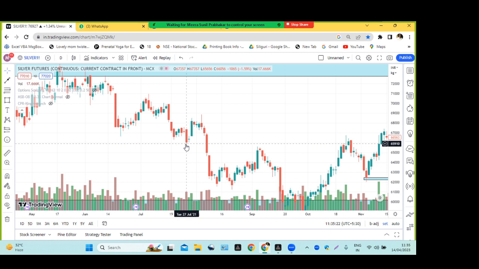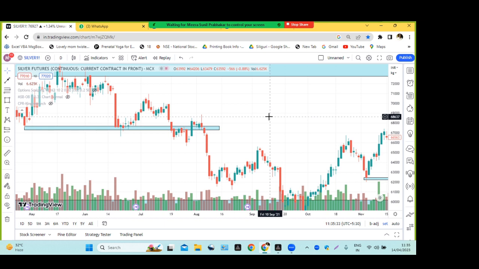There is a small rally, buyers were not able to go, and at this level, if you look behind, see this as a rejection, and the moment it broke like anything.